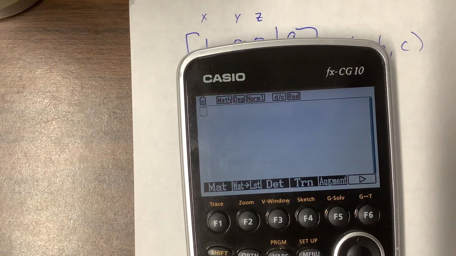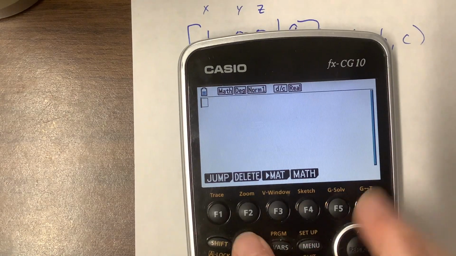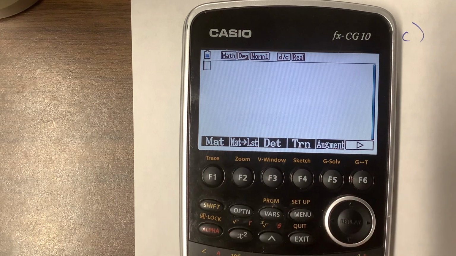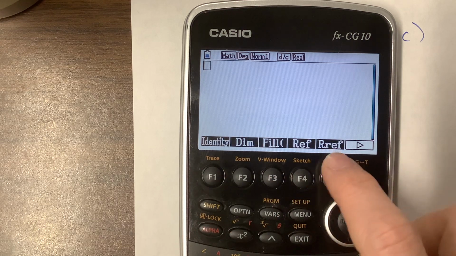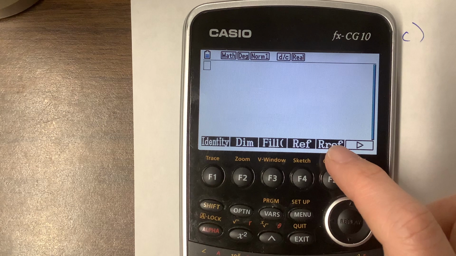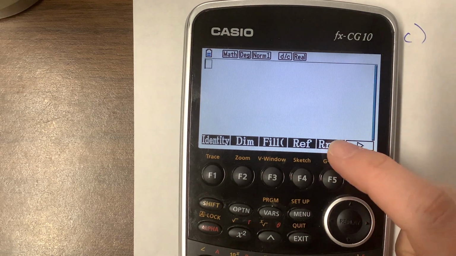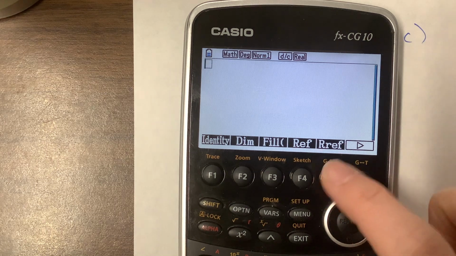And so what I did back here is I came to option, and then I hit option, there it is, and then there's matrix, and now I can come over to where I see this RREF, reduced row echelon form. And I know the TI has a way to get there. I don't have one to show you, so go figure it out.